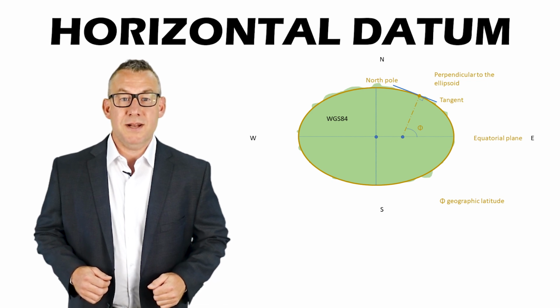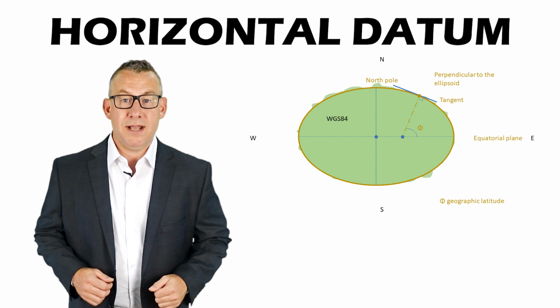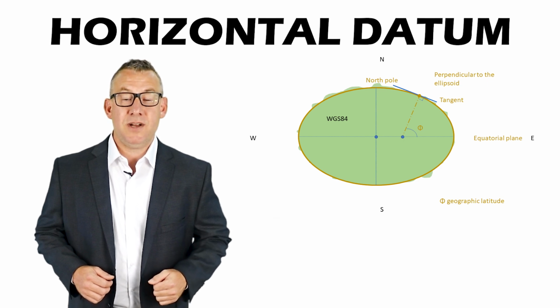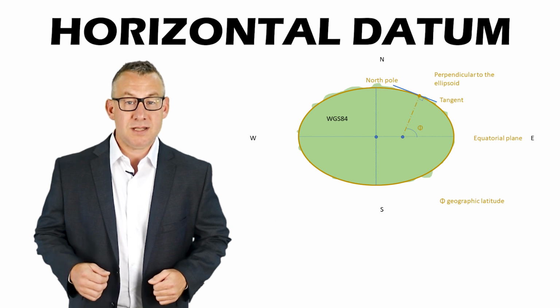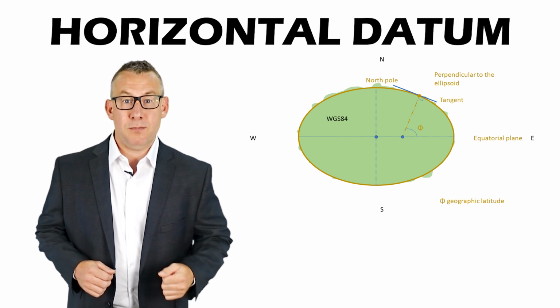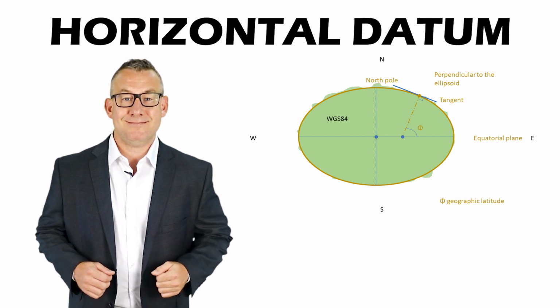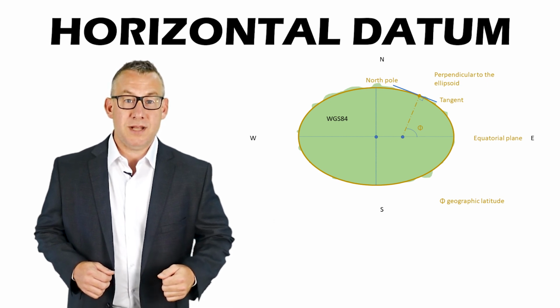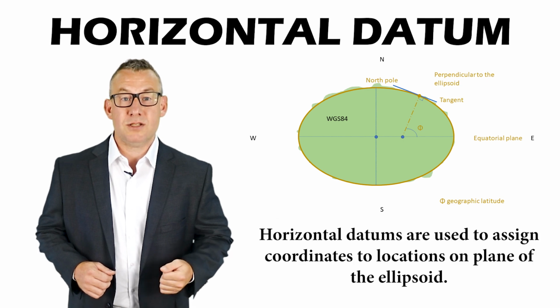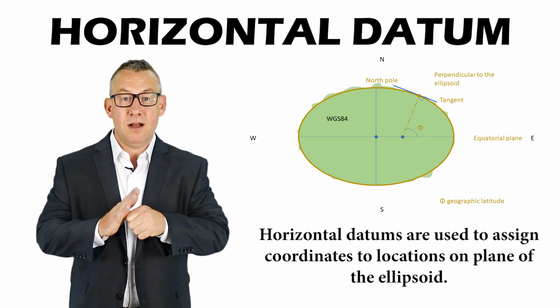A horizontal datum. A horizontal datum is a model of the Earth as a spheroid. It has two components, a reference ellipsoid and a set of survey points that establish the ellipsoid's position relative to Earth. Horizontal datums are used to assign coordinates to locations on a plane of the ellipsoid.